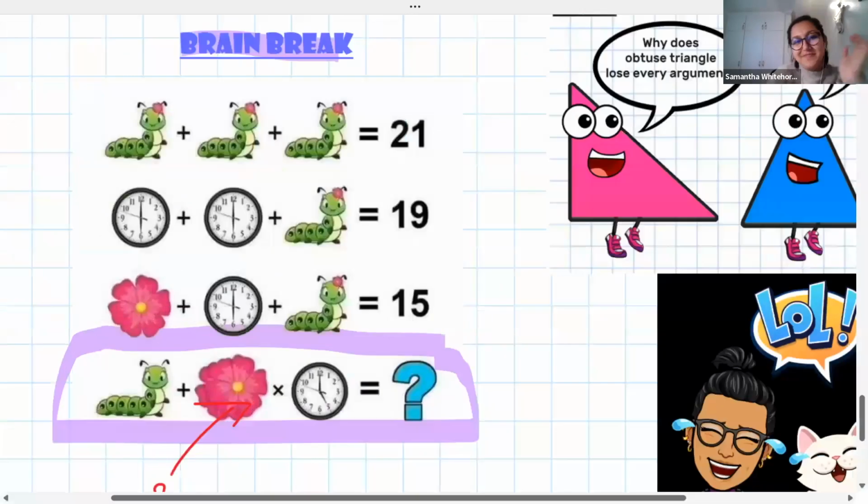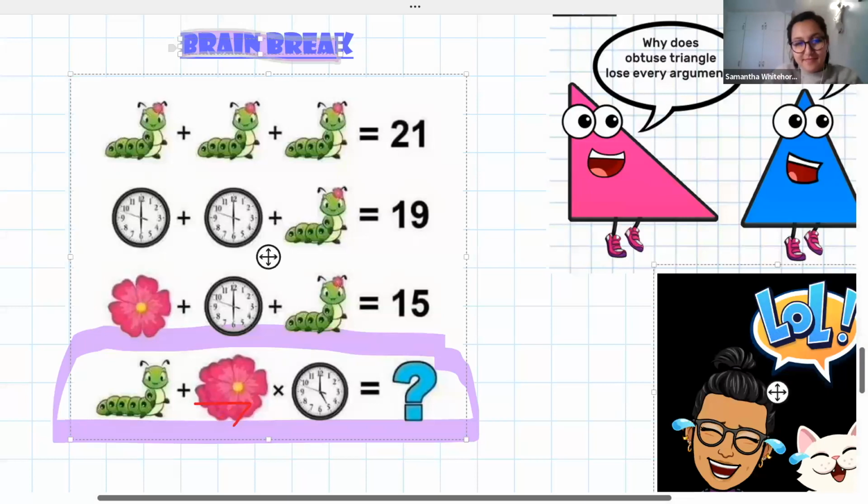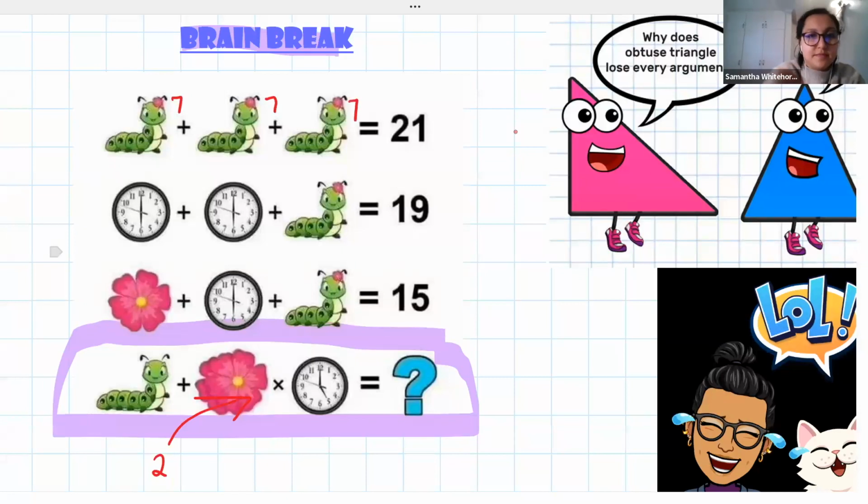Okay, ma'am. So first I said 21 divided by 3, which gave me 7. Then I said 19 minus 7, which gave me 12. And then I said 12 divided by 2, which gave me 6. Then I said 15 minus 7, which gave me 8. And then 8 minus 6, which gave me 2. Then I said 7 plus 4, since it's 2 flowers, times 6, which gave me 31.